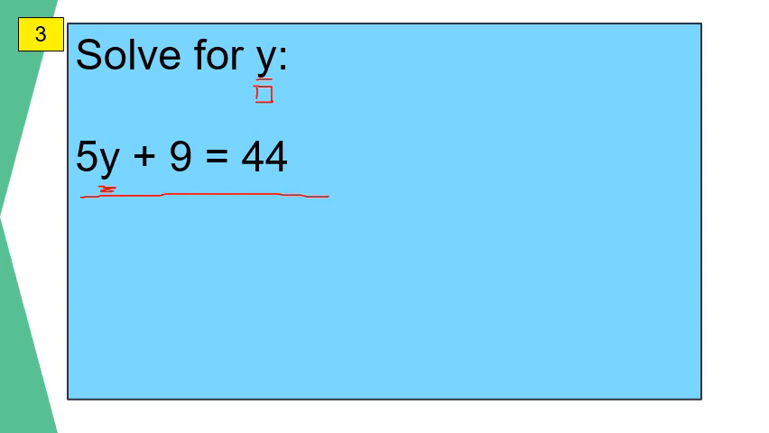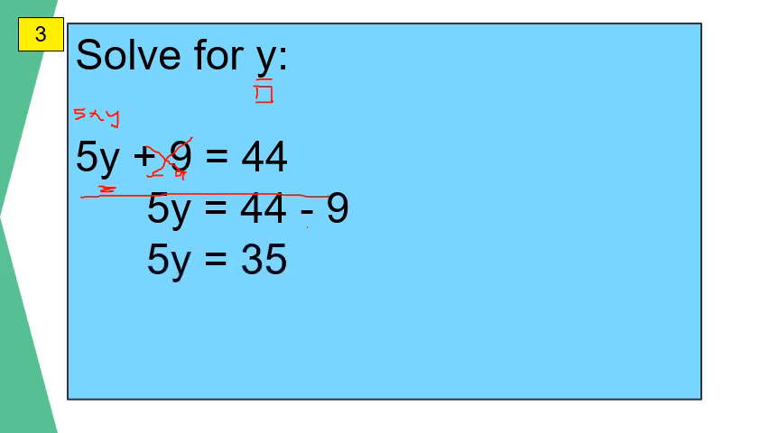So let's say we've got 5y, which means 5 times y, plus 9 equals 44. First, I'm going to use my knowledge of inverse operations and subtract 9 here. Because I'm subtracting 9 here, I'm also going to subtract it from this side. So I'm doing the inverse, cancelling this out. Now I have 5y equals 44 minus 9. I know that 44 minus 9 is 35.